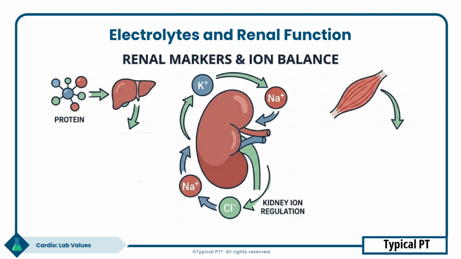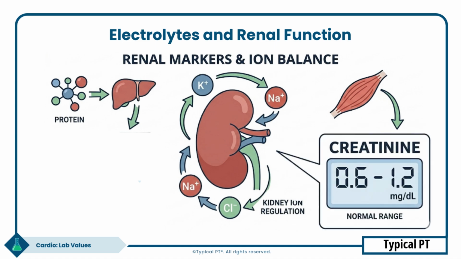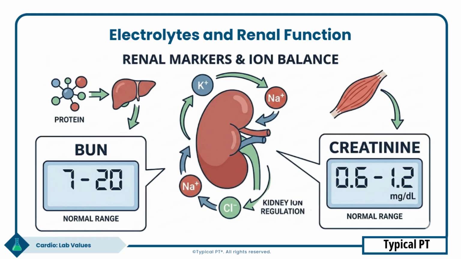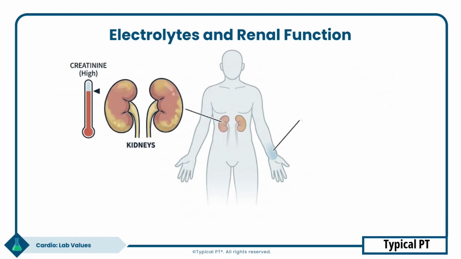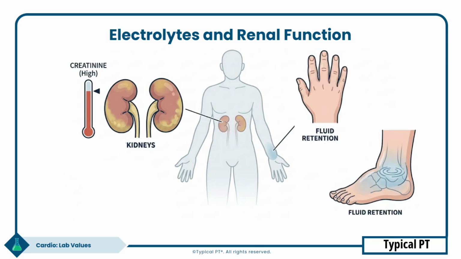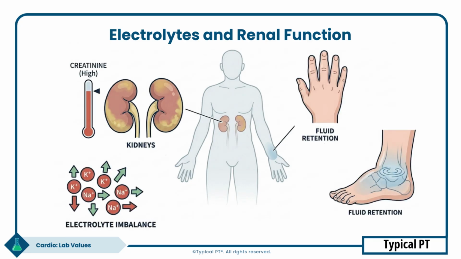Electrolyte imbalances often point back to the kidneys. 2 renal markers to know are creatinine, with a normal of 0.6 to 1.2 milligrams per deciliter, and BUN, with a normal of 7 to 20. Creatinine is the more reliable of the two. When both are elevated, the kidneys are not filtering effectively. These patients will have fluid retention and electrolyte problems that directly limit exercise tolerance. This is especially common in heart failure.